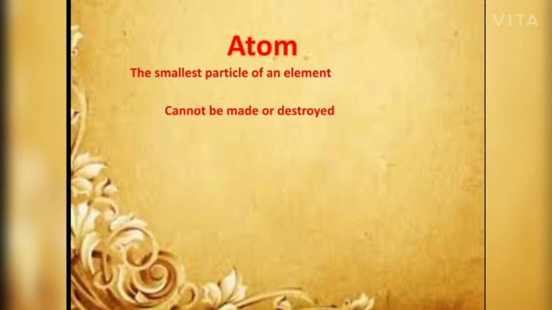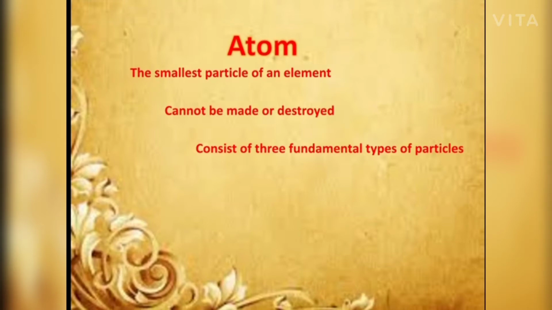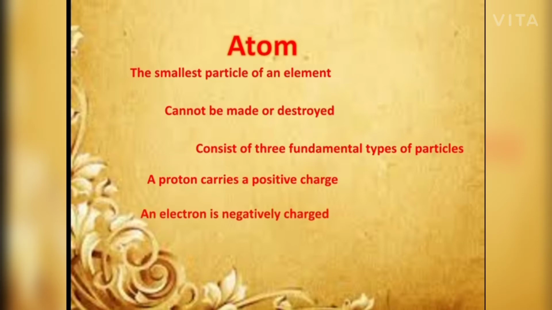An atom consists of three fundamental types of particles, that is protons, electrons and neutrons. Neutrons and protons have approximately the same mass. Compared to this, electron mass is negligible. Protons carry a positive charge. Electrons are negatively charged. A neutron has no charge. An atom contains an equal number of protons and electrons, and therefore overall an atom has no charge.